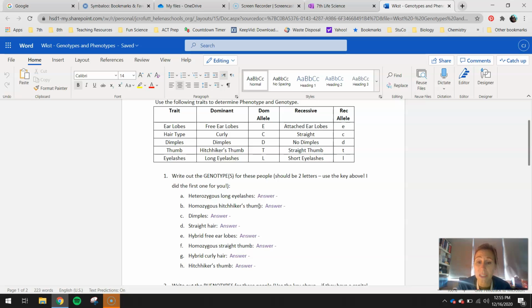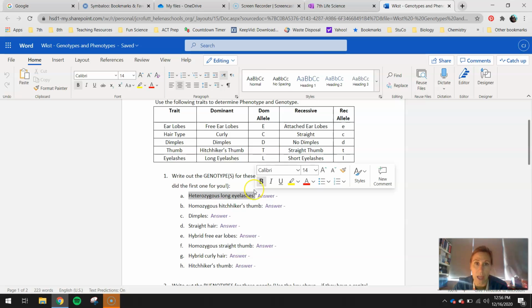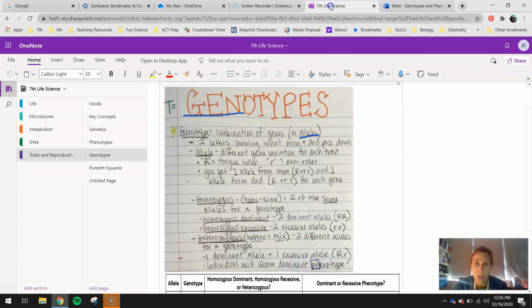Your genotype should be 2 letters. Why? Because mom passes you down an allele, or a letter, and dad passes you down an allele, or a letter. Okay, so you should always have 2 letters. You'll use that key in the table, and I'm going to do a couple for you. So first of all, the first one is heterozygous long eyelashes. If you need to review, go back to your notes on genotypes and look at heterozygous.